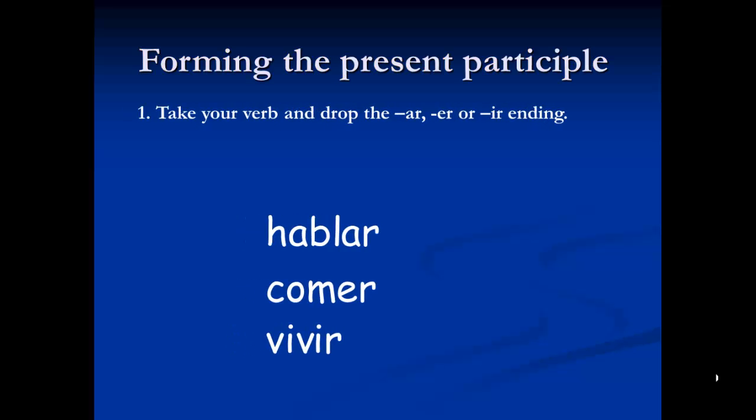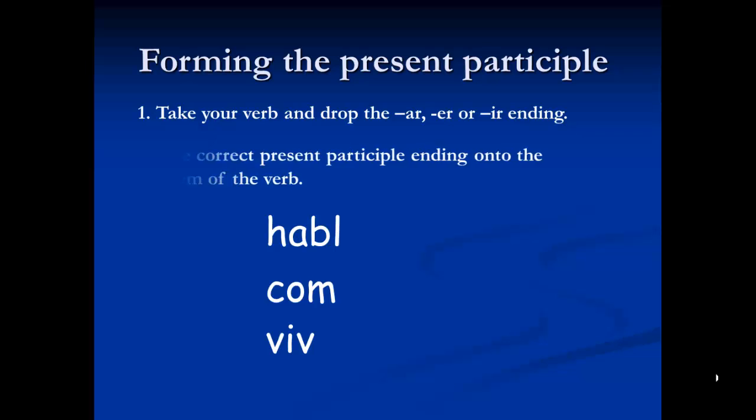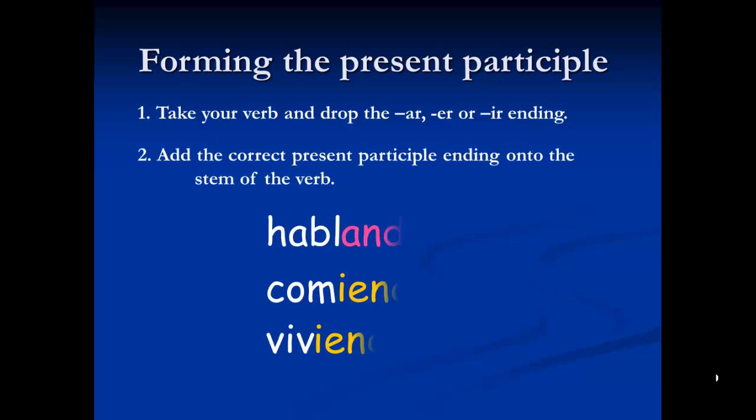So when you form it, the first thing you do is drop off the ending off your verb. So you need to drop the AR, ER, IR ending off. Second thing you do is add the correct present participle ending. So hablar becomes hablando. Comer becomes comiendo. Vivir becomes viviendo.